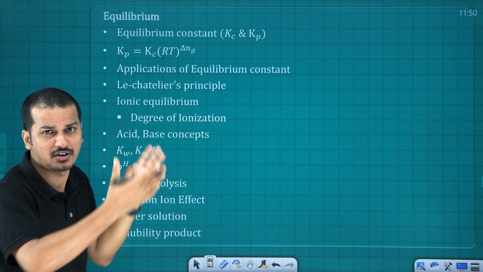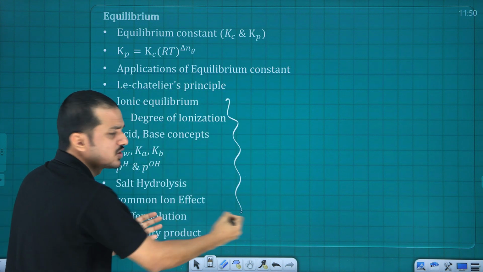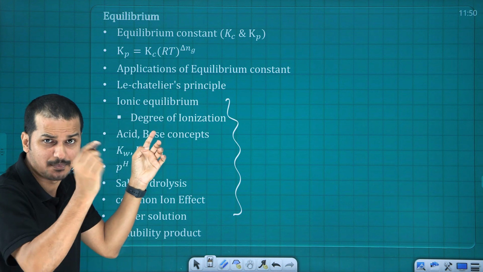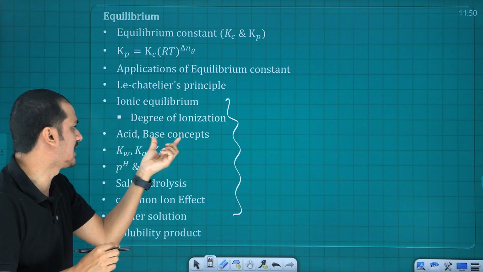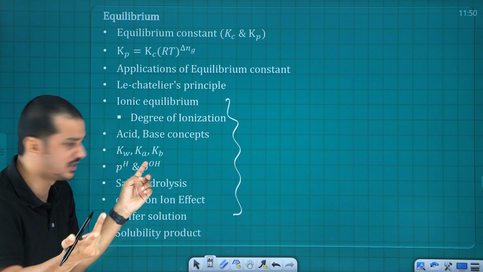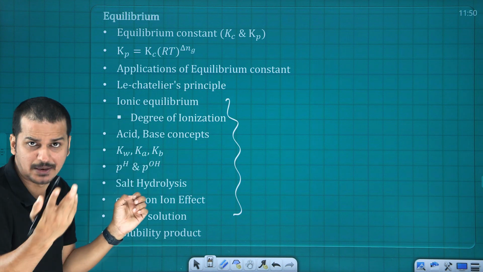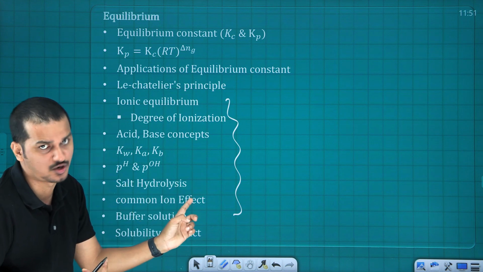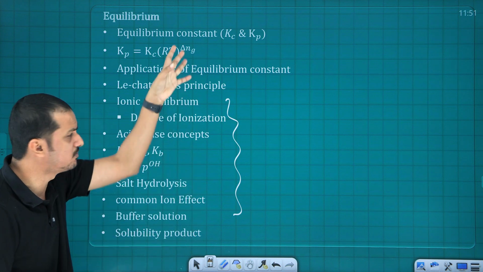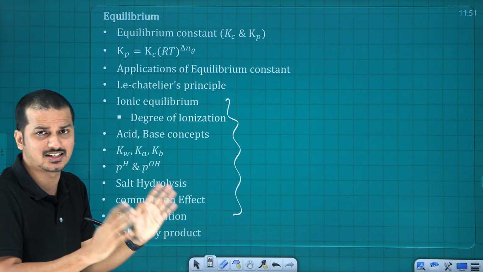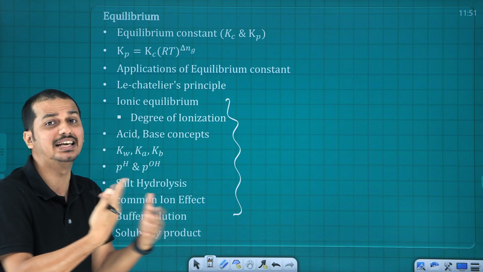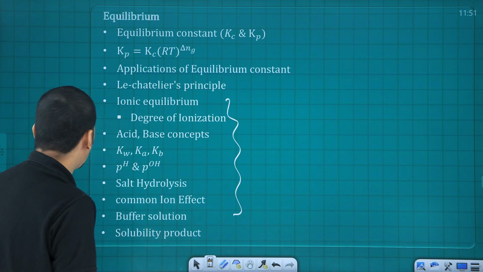Then ionic equilibrium. Ionic equilibrium is a big portion, with many ion-related equilibriums. The main basic ideas behind it are the degree of ionization, acid-base concepts, Kw, the equilibrium constant of water, equilibrium constants of weak acid and weak base, then pH and pOH, salt hydrolysis, common ion effect, buffer solution and solubility product. These are the important areas. Instead of reading the theory again, you have to practice more questions, and it will be easy for you. So we can look at them one by one.